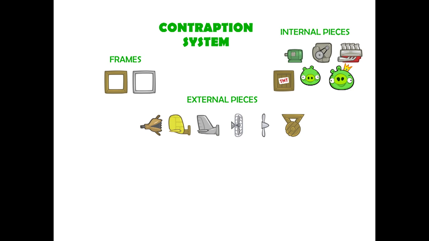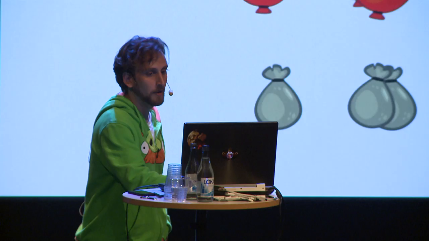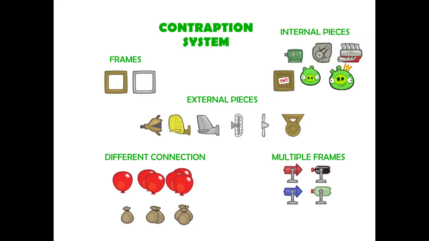So the external pieces can have a fixed join, or they could have a different kind of join. So there's like a rope, like the balloons are joined by, it seems like a rope joined to the contraption. And some of them can have multiple frames, so double frames, one up, one down, and so on.